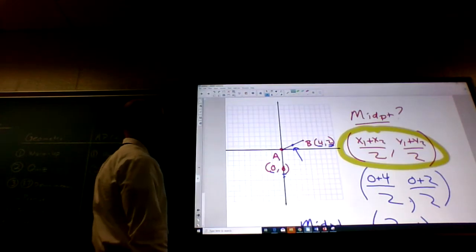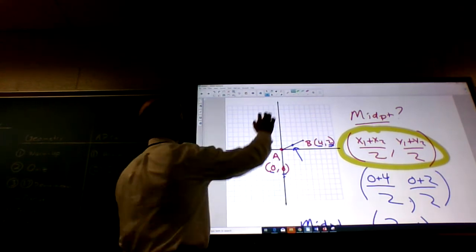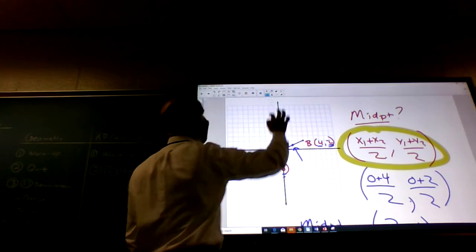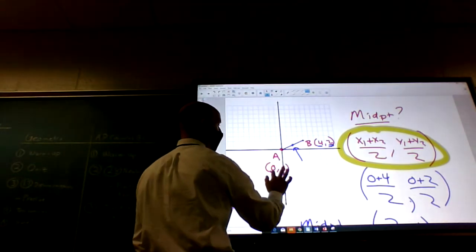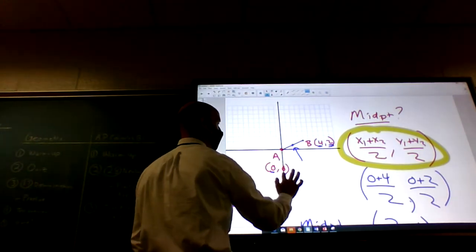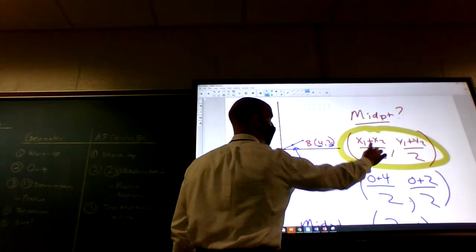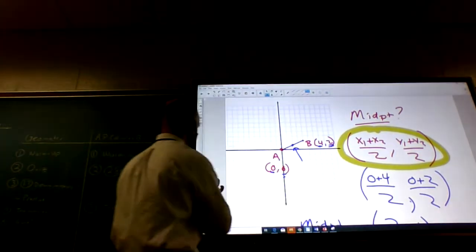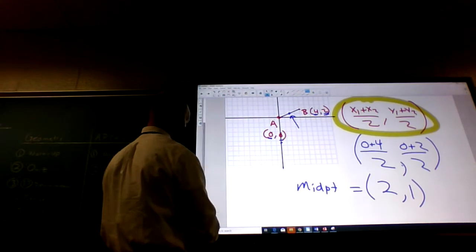If we're on the coordinate plane, the formula is the same. It's just we've got two parts because we're going to have an x coordinate and a y coordinate. So here are the x's, here are the y's. We just plug those corresponding values in, and we'll get the answer of (2, 1). So let's go ahead and look at some of the answers from the activity that you guys did.